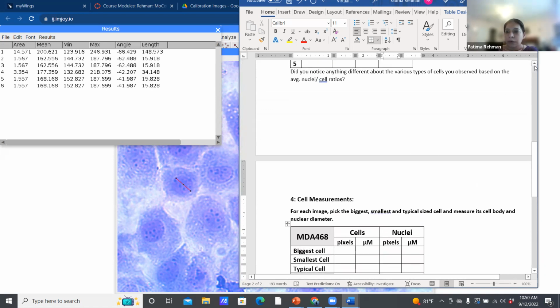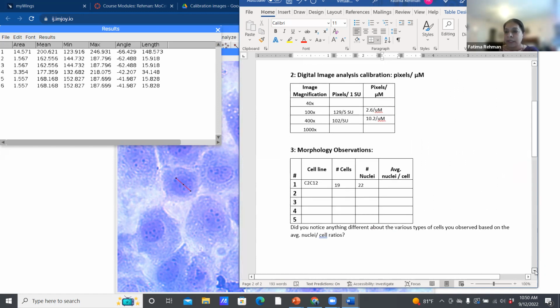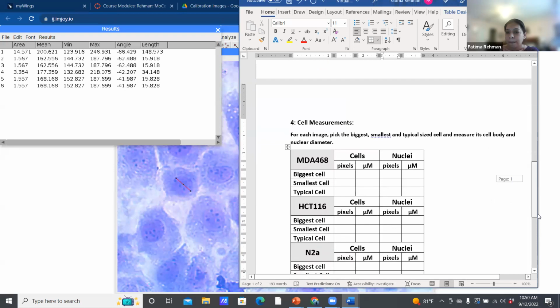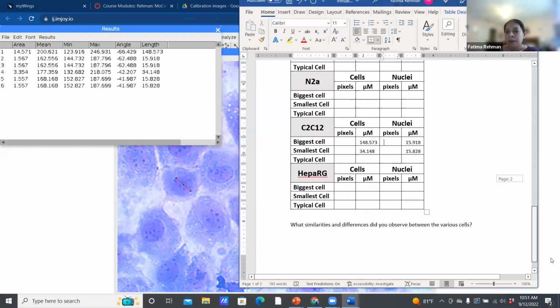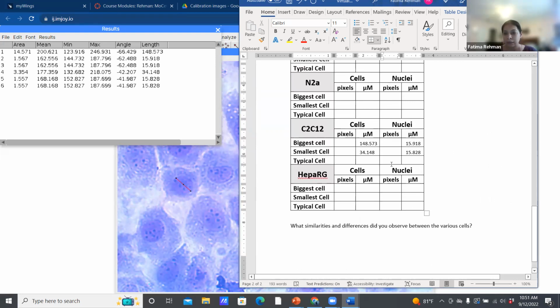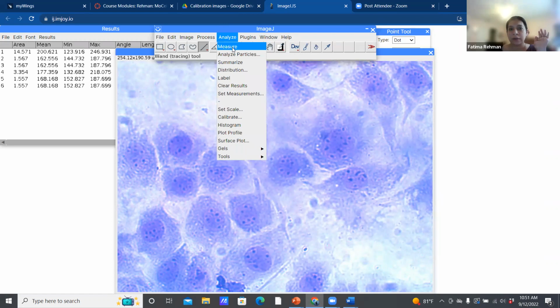If I have the set distance in micrometers, I can go up and look at my calibration. For 400X it was 10.2, I believe. So I'm basically just going to divide by 10.2. Not divide, multiply by 10.2, because it's 10.2 pixels per micrometer. So this would be 1485, probably like 1,490 or something. That's what you would do to get those numbers. I'm finding a calculator. 148.573 multiplied by 10.2 is 1515.4 pixels.